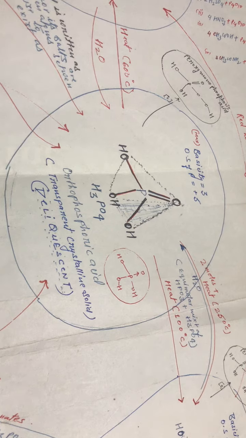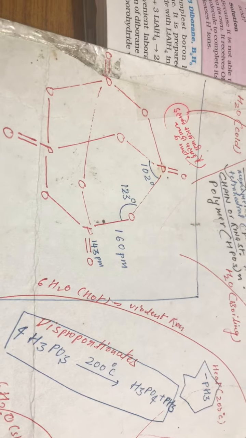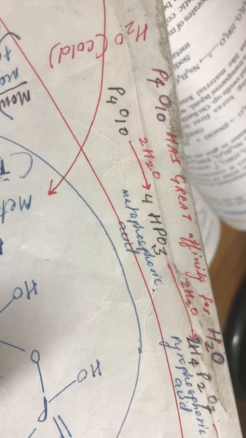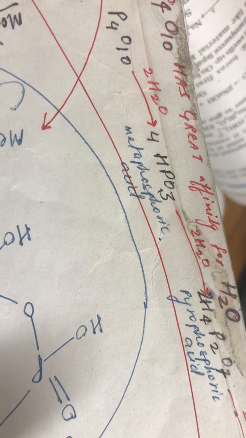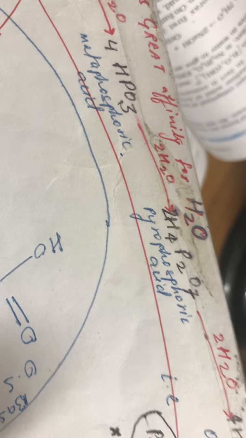Now I hope this is clear to all of you that this P4O10 has high affinity for water. Let me show you the complete thing. This is your P4O10. When it reacts with 2 moles of water, it forms metaphosphoric acid, which on reaction with 2 moles of water forms pyrophosphoric acid, and that finally on reaction with 2 moles of water forms orthophosphoric acid. Can you see very clearly? That means P4O10 on reaction with 6 moles of water forms orthophosphoric acid.